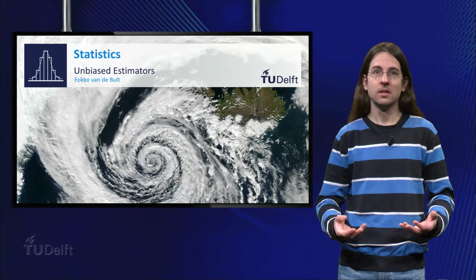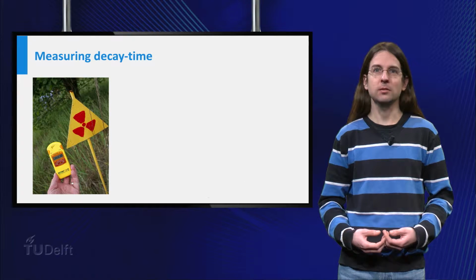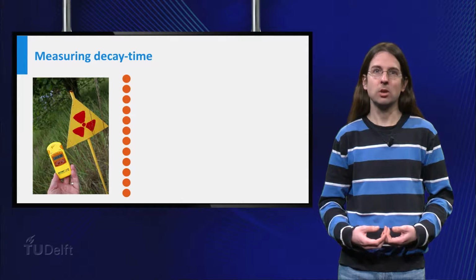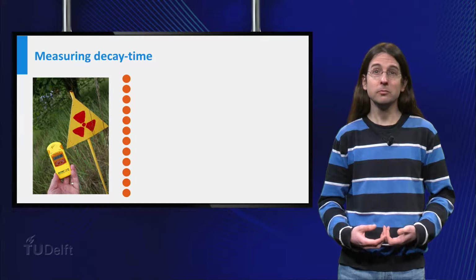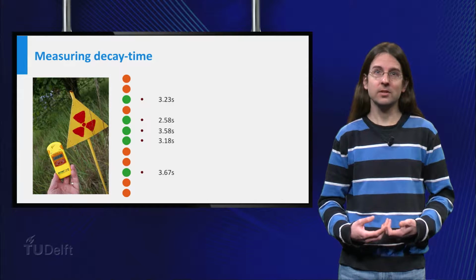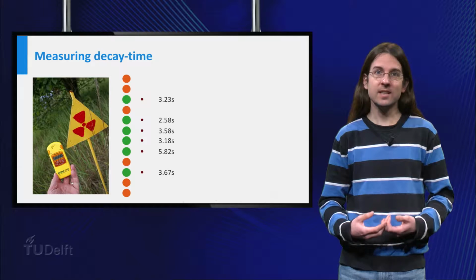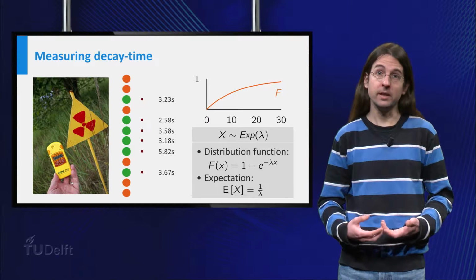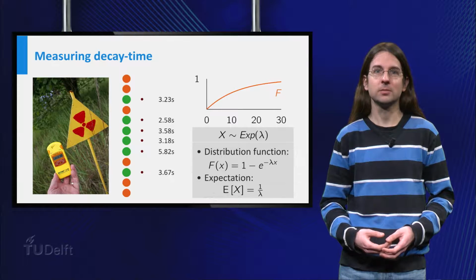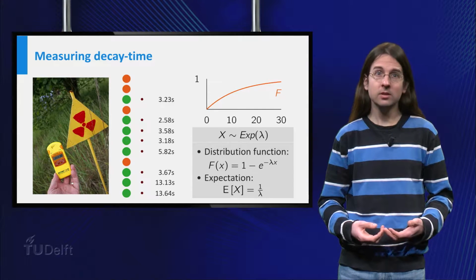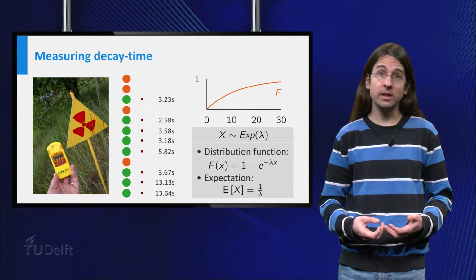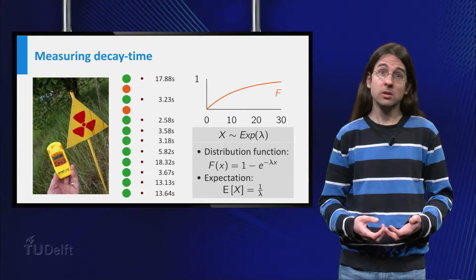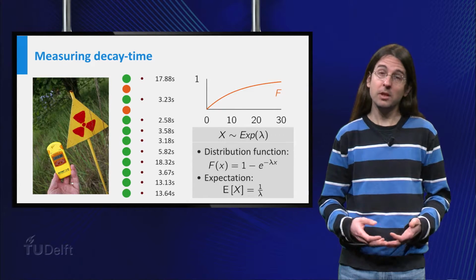Welcome. Suppose you have a bunch of radioactive atoms, say 12. You know from physics that the time until an isotope decays is exponentially distributed with a parameter lambda, depending on the half-life of the isotope. You measure for each of the atoms when it decays, and now you want to know what you can say about the value of lambda.